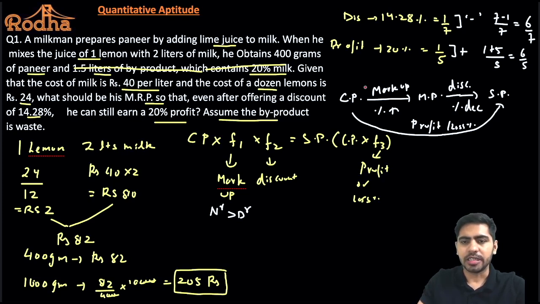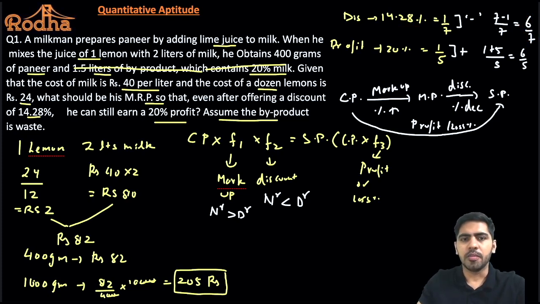Markup we haven't calculated here, right? But because it's a percentage increase, your numerator will always be greater than the denominator, whereas your discount is always a percentage decrease. So in this multiplying factor, your numerator will always be less than the denominator. For example, we have calculated the discount of 14.28%. So here if you see, it is 6 by 7. So here the numerator is 6 and the denominator is 7, so it is always going to be less, right?